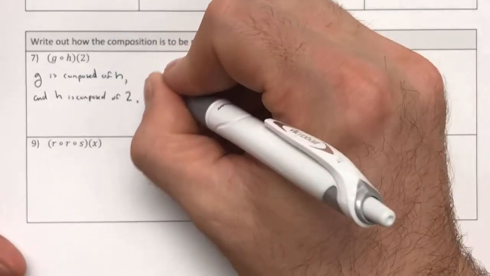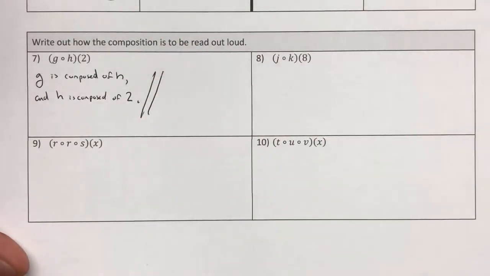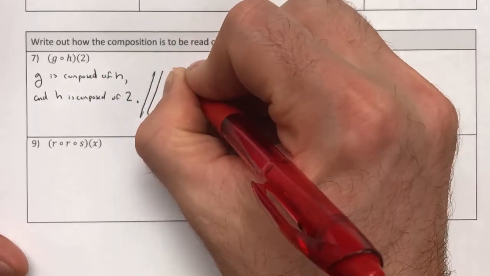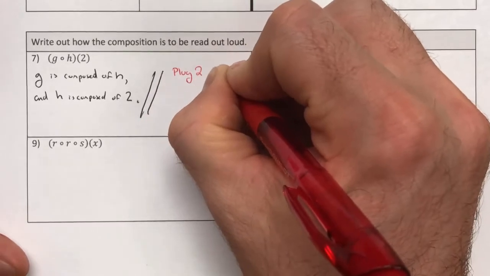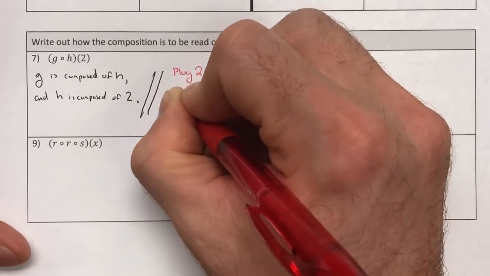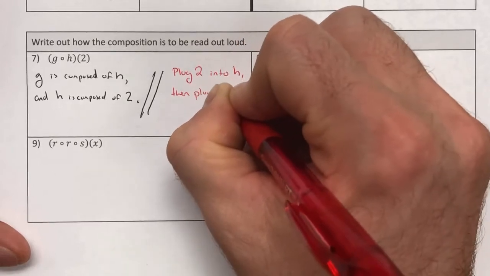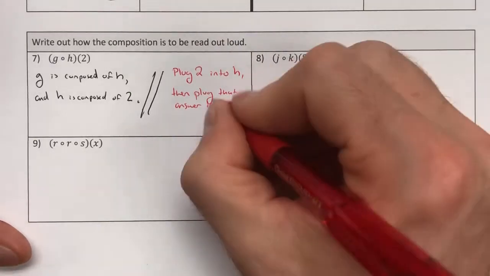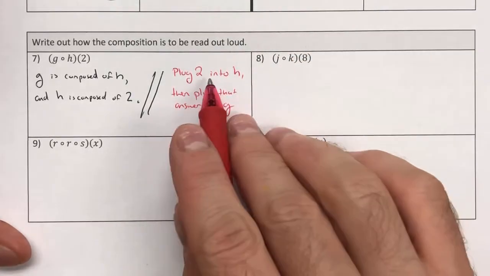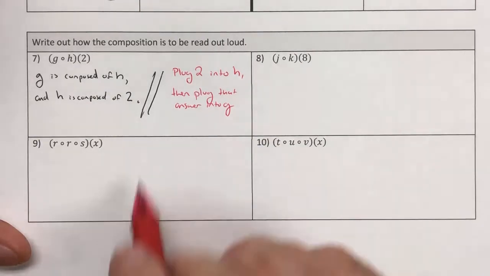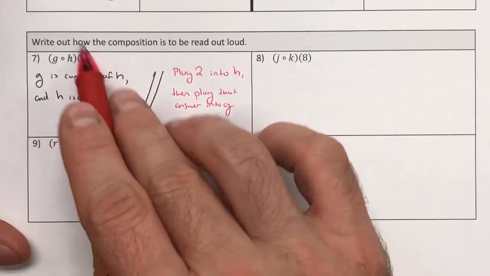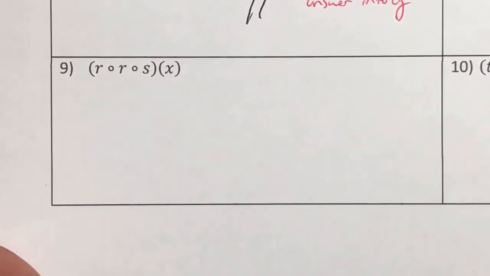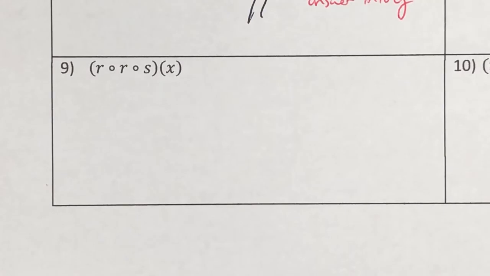An alternate way that we could write this is we could read it from the inside out. So we could say plug 2 into h, then plug that answer into g. We plugged 2 into h, and then we plug that answer into g. 2 goes into h, that answer goes into g. 2 different ways we can read this. So why don't you go ahead and write out the two ways we would read that composition out loud.